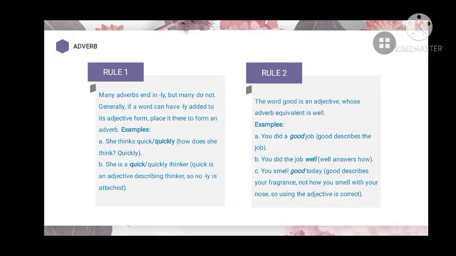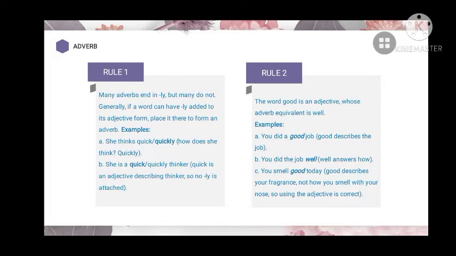For using adverbs, there are some rules. Rule 1. Many adverbs end in ly, but many do not. Generally, if a word can have ly added to its adjective form, place it there to form an adverb. For example, she thinks quick or quickly. In this case, how does she think? The correct answer is quickly. She is a quick or quickly thinker. Quick is an adjective describing thinker, so no ly is attached.